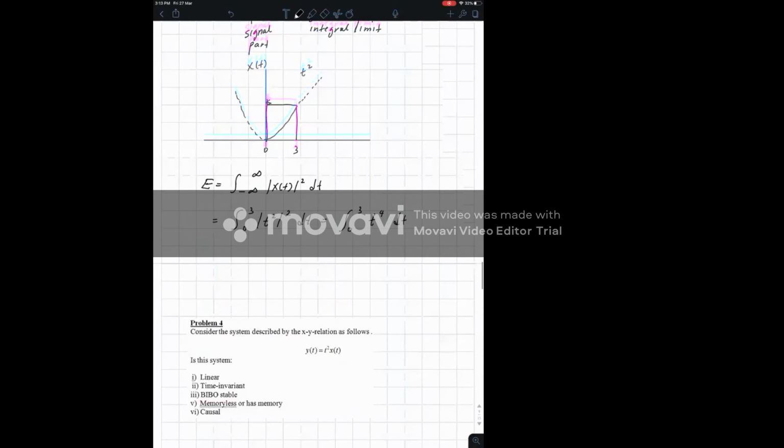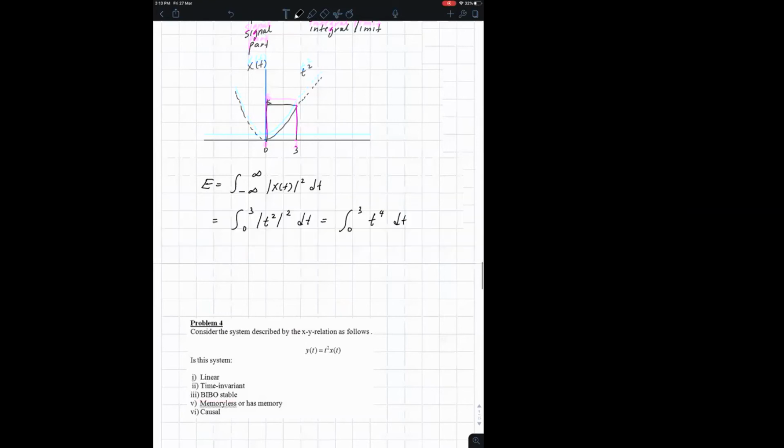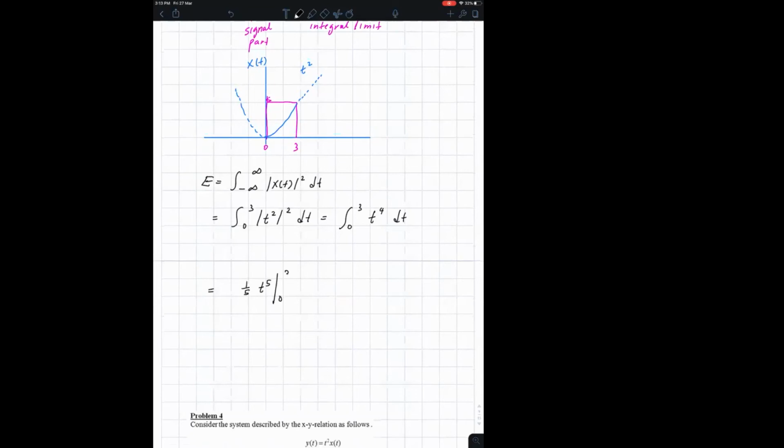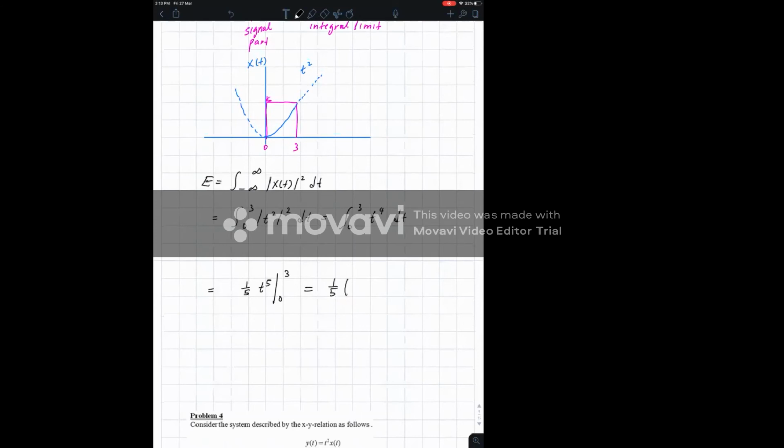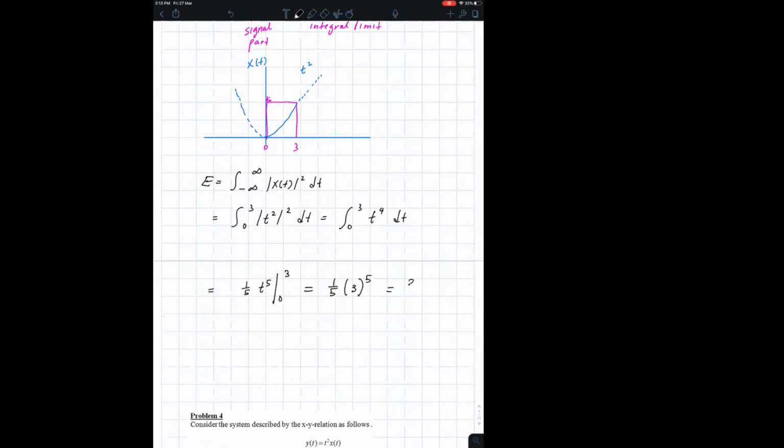t to the power of 5, right? And then you evaluate from 0 to 3. Correct? 243 divided by 5. There is the answer.